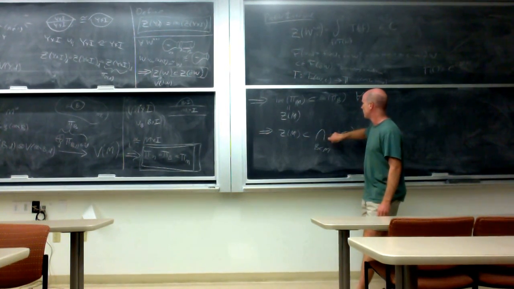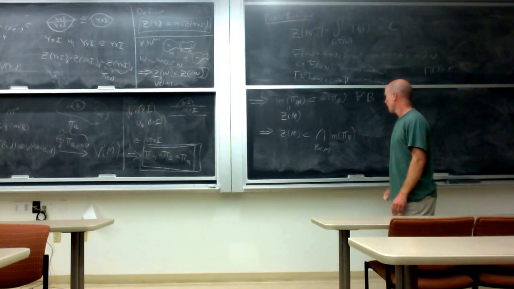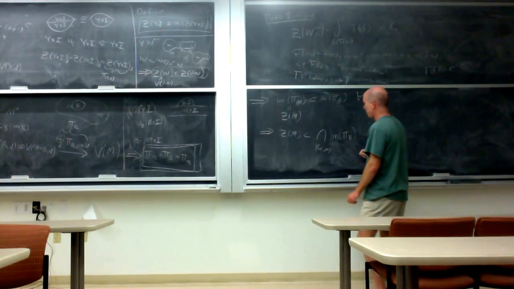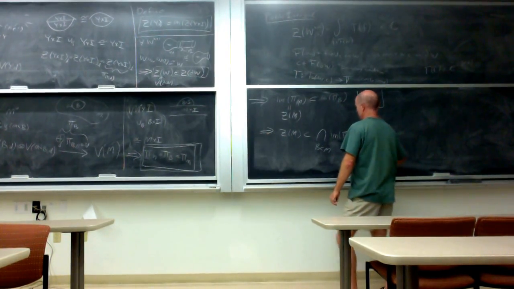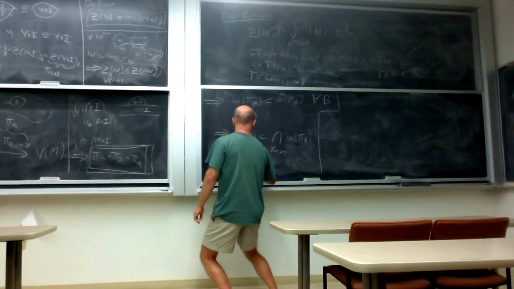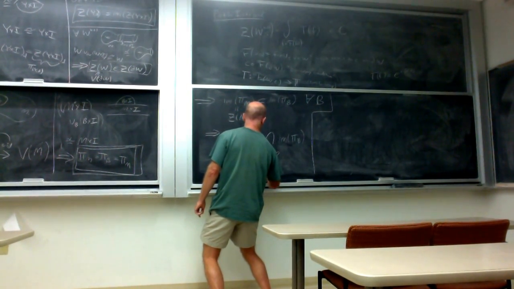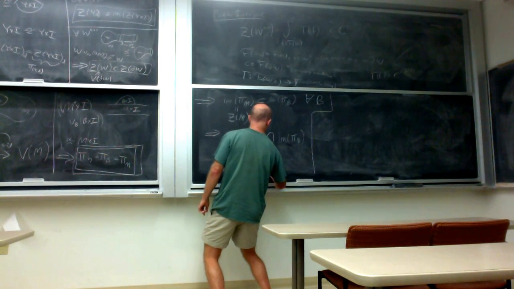What we actually want to show is that these two things are equal. So how do we show that? V of n is equal to the intersection of the images over b.